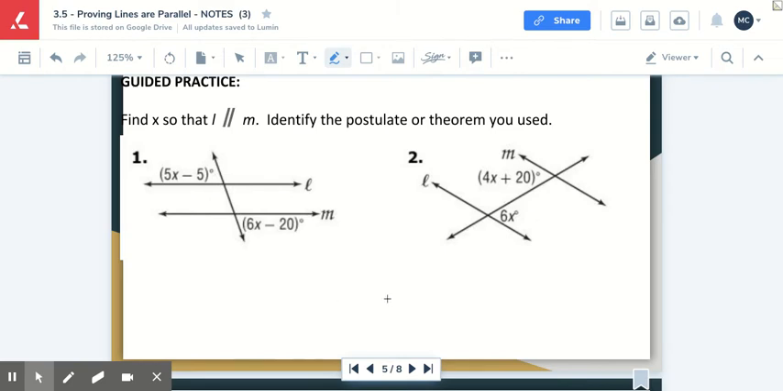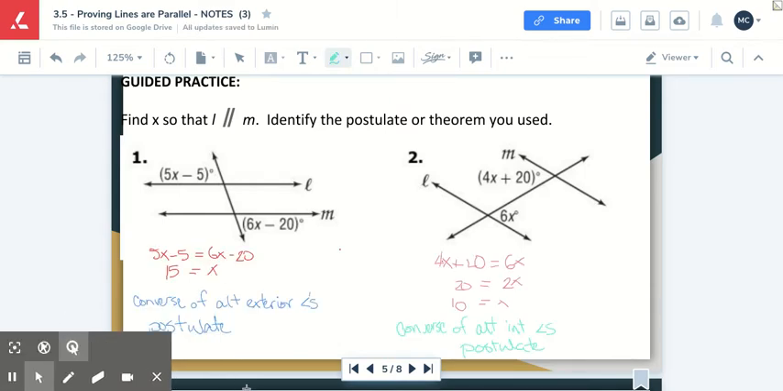Okay, there are a few guided practice problems here. This would be a great place to pause the video and then come back and see how you did on these. Okay, for number 1, the x value was 15, and the postulate used was the converse of the alternate exterior angles postulate. For number 2, x was 10, and the reason on that one was the converse of the alternate interior angles postulate.